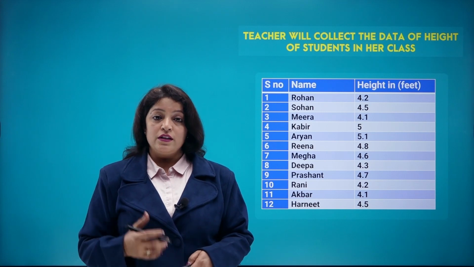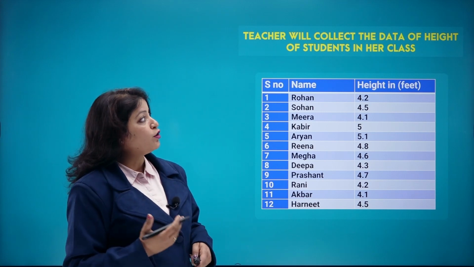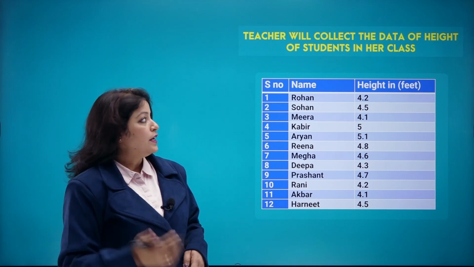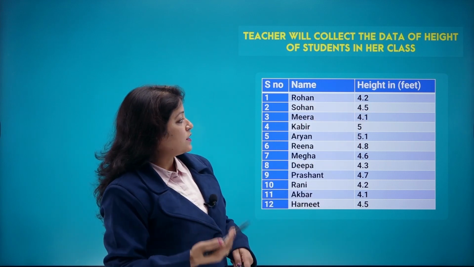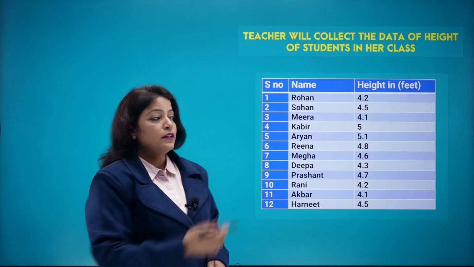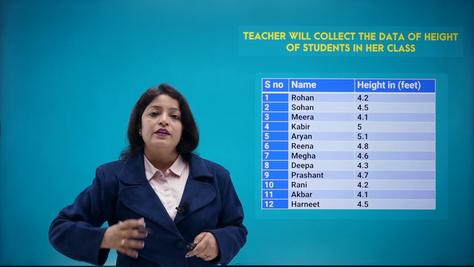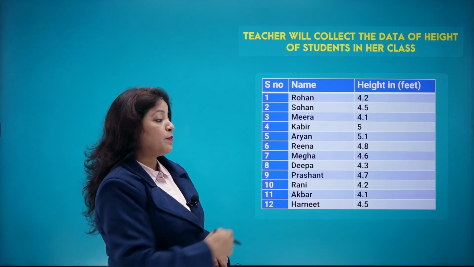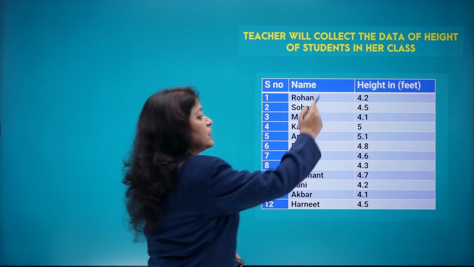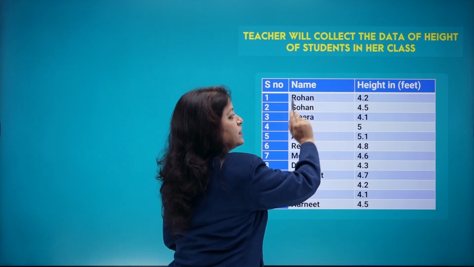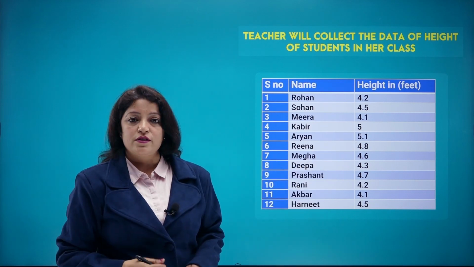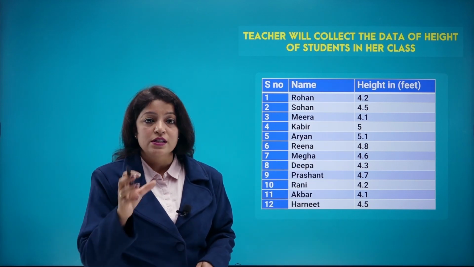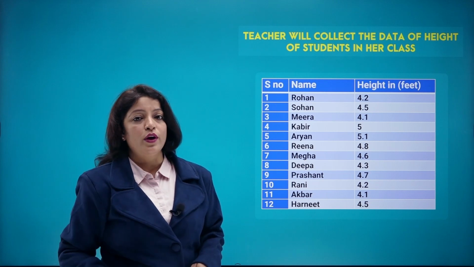Suppose the teacher collects the data related to the height of the students of her class. Here, Rohan is 4.2 feet, Sohan is this, Meera, Kabir and so on. This is the data collected by the teacher. This type of data is raw data because nothing is arranged. The teacher has just written the name and the height, name and the height, name and the height. It's not arranged. This is collection. Now it has to be organized.